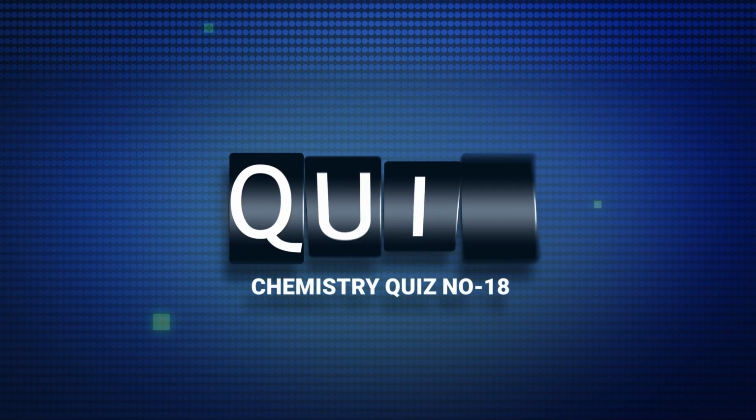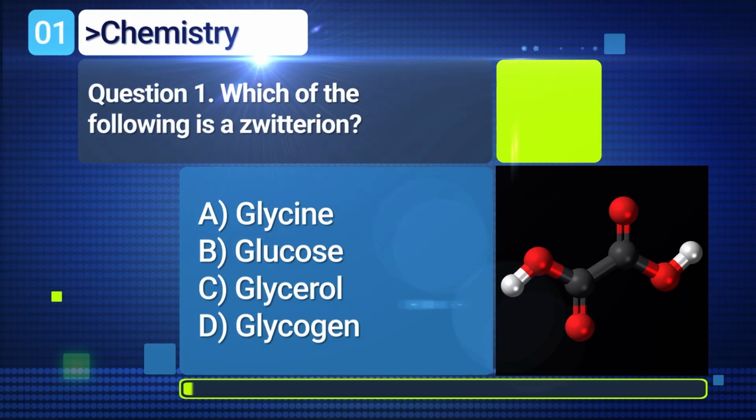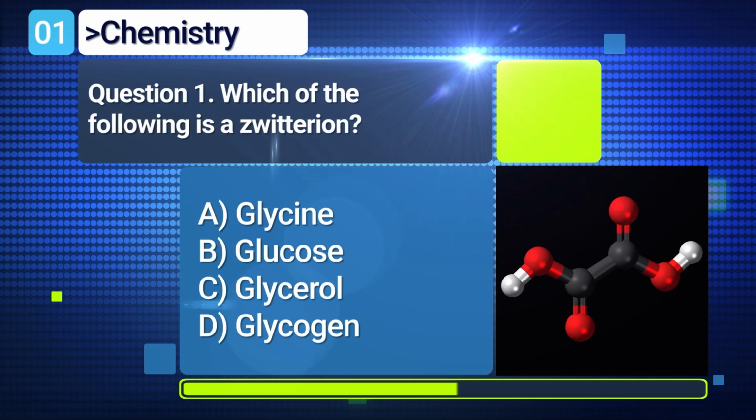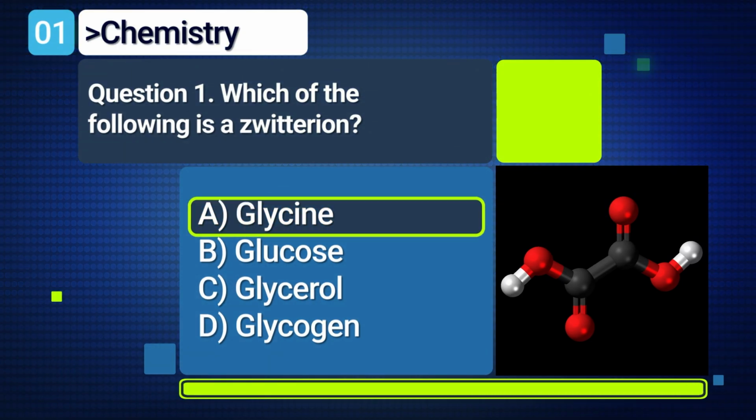U.S. School Chemistry Fundamentals Quiz 18. Question 1. Which of the following is a zwitterion? A. Glycine. B. Glucose. C. Glycerol. D. Glycogen. Answer A. Glycine.